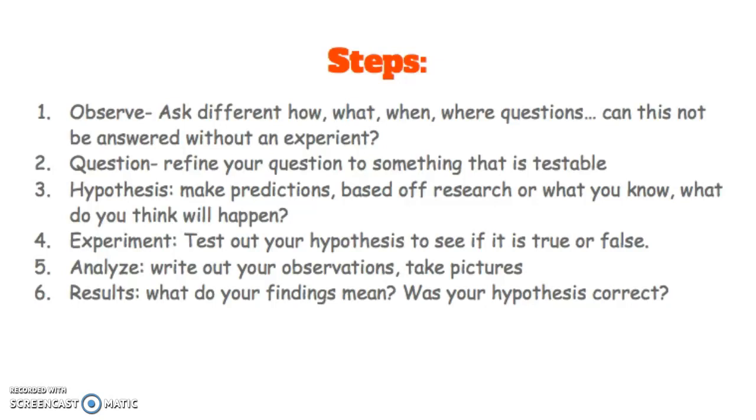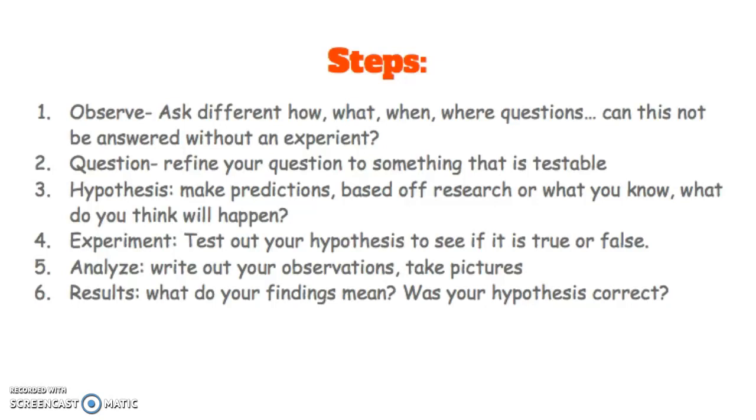So what are the steps? Step 1 is to observe and ask different how, what, when, where questions. Can this not be answered without an experiment? If the answer is no, then we move on to step 2 and we refine our question to something testable, making it as clear as possible what you want to find out.